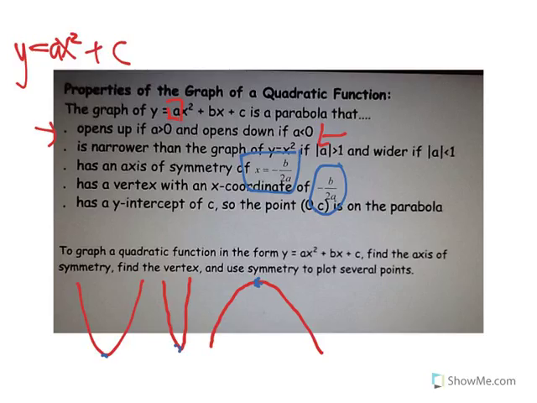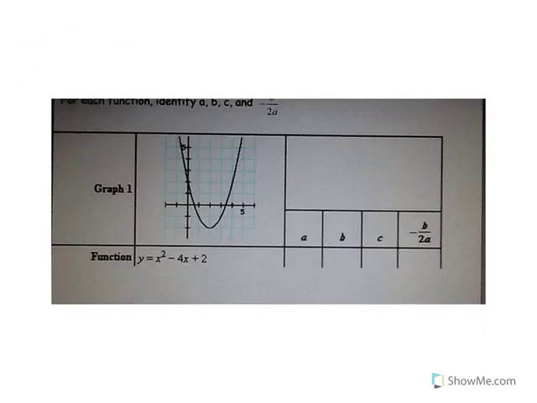And there's always going to be a y-intercept at c. So wherever this is, when x is equal to 0, y is equal to that value, because these two cancel out. So that makes sense. So let's look at a couple of things here just to see what all this means, because I know that was a lot. For each function, we're going to identify a, b, c, and then negative b over 2a.